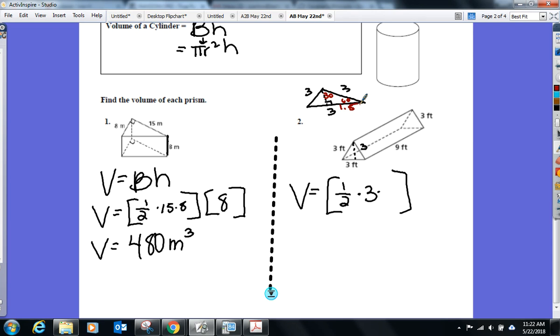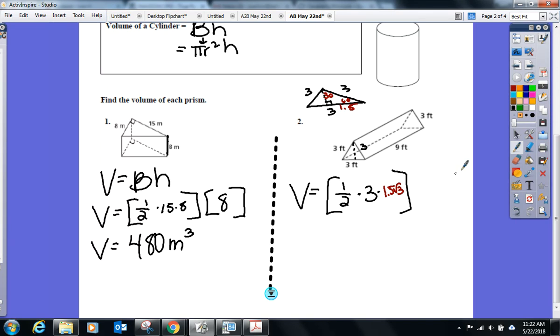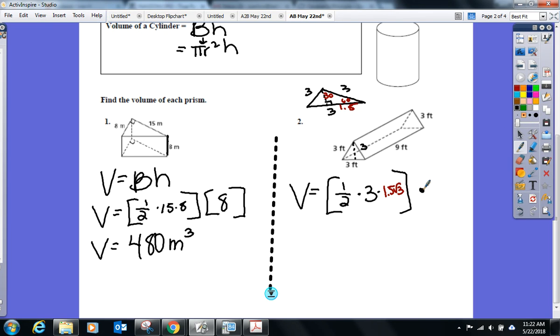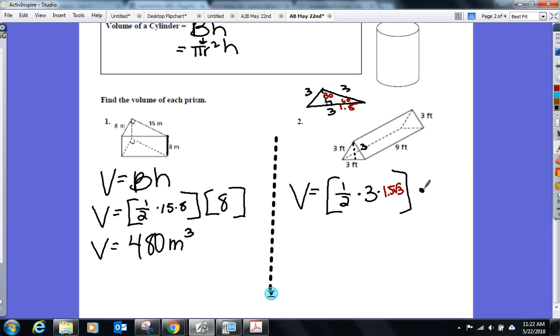Yep, nice job. All right, how do I get to the height then? It is across from the 60. Across from the 30 is 1.5, so across from the 60 has got to be 1.5 radical 3. And multiply it by the height of the prism. What's the distance between the two triangles? 9, yep. So times 9.